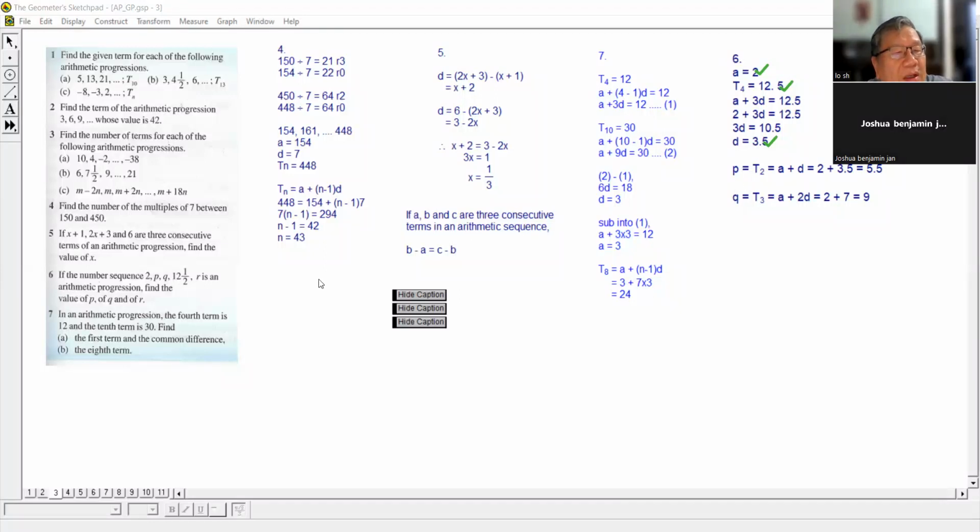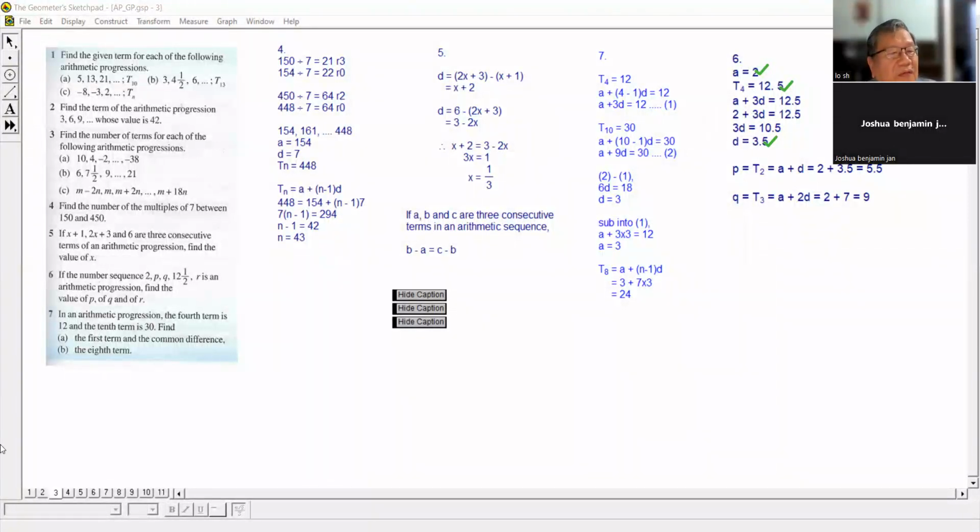Then I look again at Q. Q is the third term. So Q equals T3. Now, according to our formula, T3 is A plus how many D? A plus 2D, one less. So A plus 2D. A is 2, so I replace A with 2. D is 3.5. 2D is times 2. 3.5 times 2 is 7. So altogether, 2 plus 7 is 9.